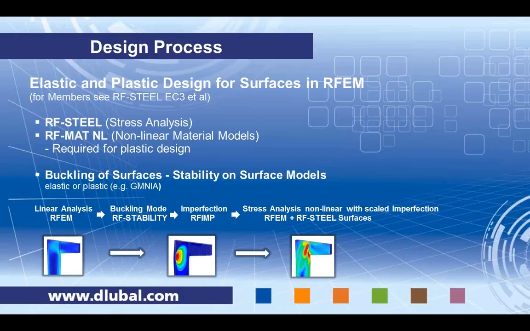The procedure is to first have a linear analysis in Rfem for a surface model. We need then an imperfection, and the imperfection can be derived from a buckling mode that is calculated in RF-STABILITY. We scale this imperfection mode to a certain size and use the imperfect model then as a basis for a nonlinear analysis and stress analysis. And we check then if the stresses are below the limit stresses. Important is that we use a nonlinear analysis for this check. We will see this in the live demonstration.